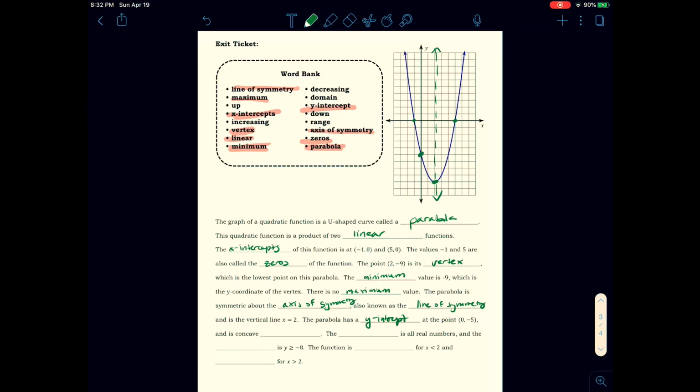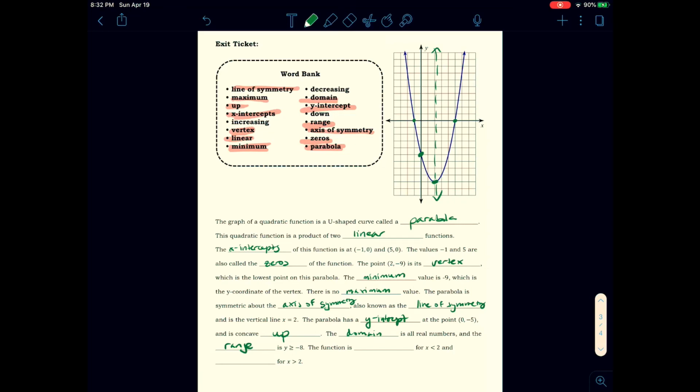And it's concave. Here you notice it's a smile, right? A parabola smiling. That means it's concave up. The blank is all real numbers, so this is what we call the domain. And the range, which is a set of all outputs, is y greater than or equal to -8.